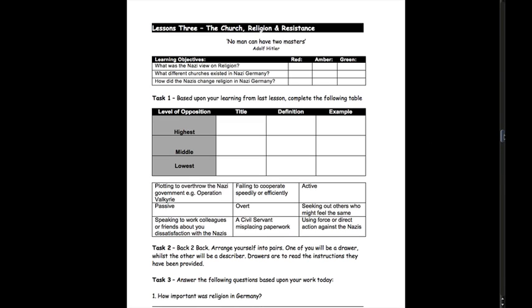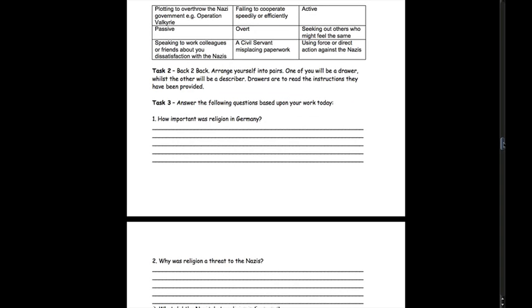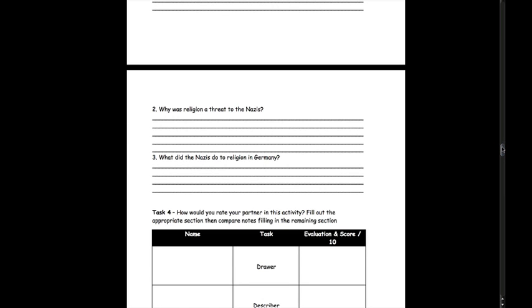Task 2 is a back-to-back activity, a different learning style, getting students to think and contemplate about the benefits of working and maybe revising with other people. And the resources that students are using for this can all be found on the shared area. And as students work through this activity, they are asked to think about how important was religion in Germany, why was religion a threat to the Nazis, and what did the Nazis do to religion in Germany.